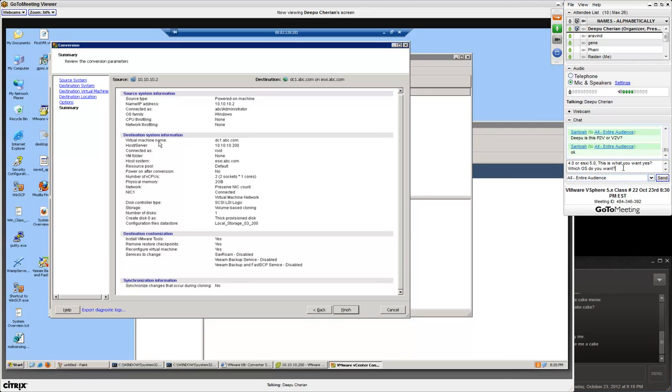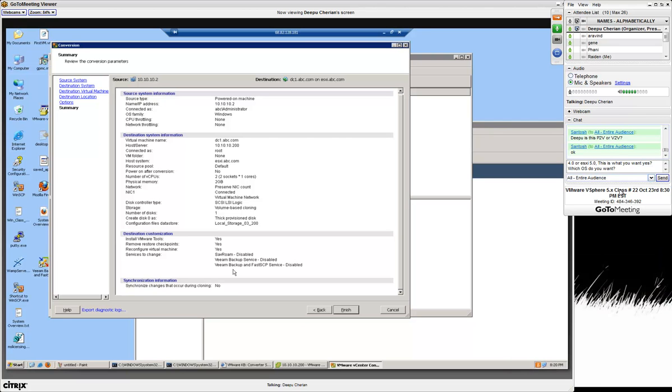The new virtual machine name is going to be dc1.abc.com. You can give it a new name, but this is how the VM is. The name of the VM is going to be this. These are all the details, and these are the services I have disabled. I'm installing VMware Tools, all this. This is a summary of all the things, and you click finish.